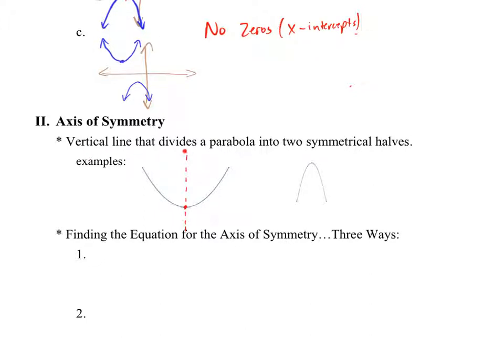So it's a vertical line that divides a parabola into 2 symmetrical halves, 2 halves that look the same. You could do the same thing over here for one that opens down. You could have your vertical line and it would work.